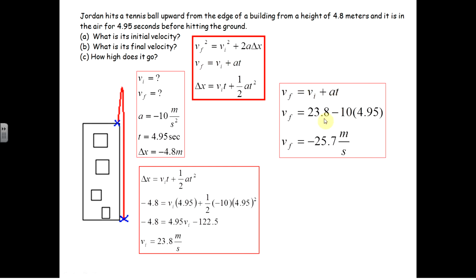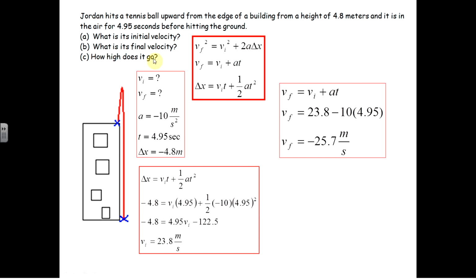VF equals VI plus AT. Plug in the information that we now know, the 23.8 and the -10. And our total time, again, is 4.95. We get our final velocity, which is going down. Sweet. What's our last piece of information we need is how high it goes.